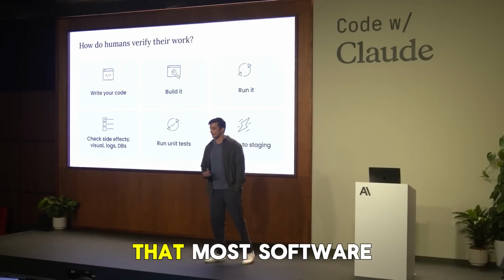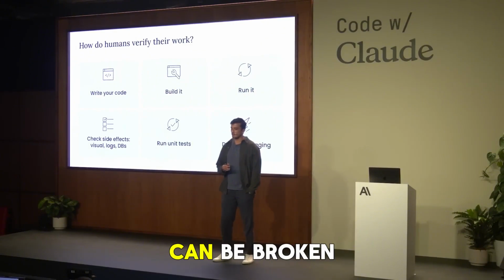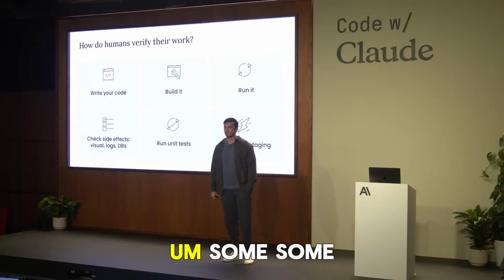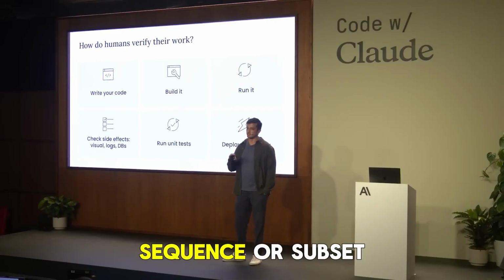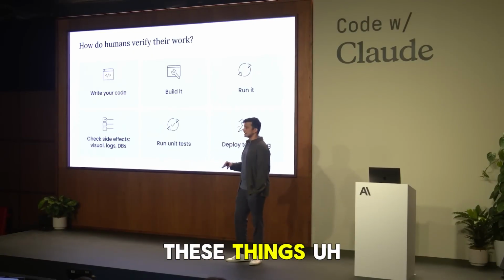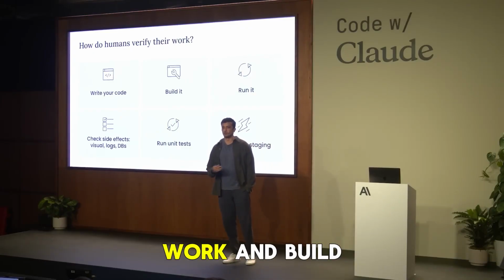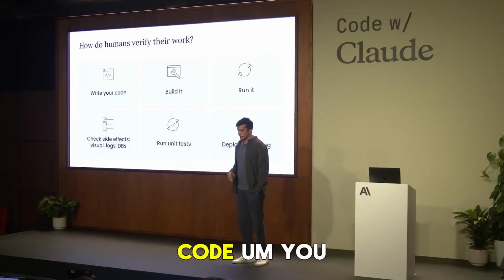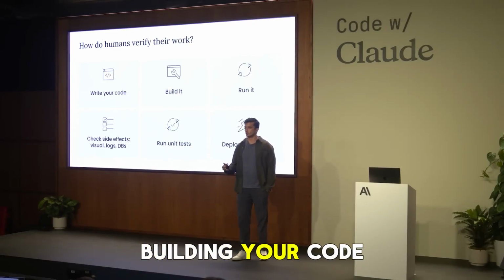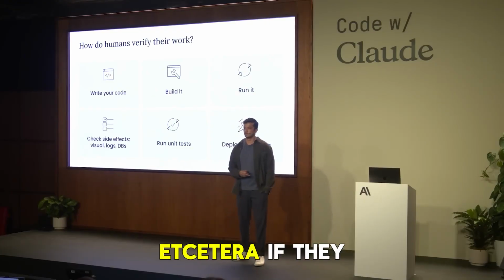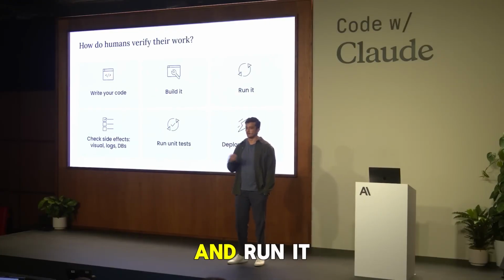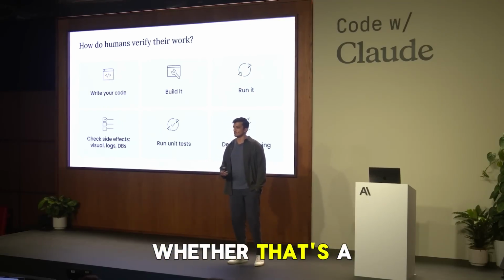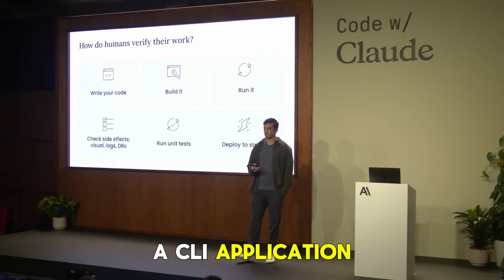But I've found that most software engineering tasks can be broken down into the series of steps that you see on the screen. Some combination or sequence or subset of these things enable you to check your own work and build software. So you kind of start with designing and writing code. You then usually end up building your code, running your compilers, type checkers, et cetera. If they fail, you kind of go back and change your code again and run it and do that in a loop. Then you might run your executable, whether that's a Docker container or a CLI application or a web server.